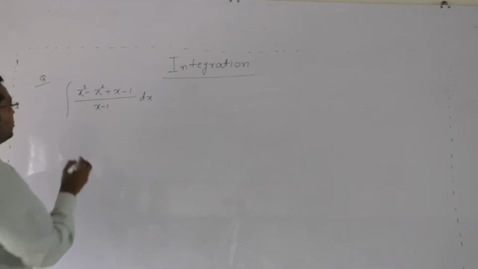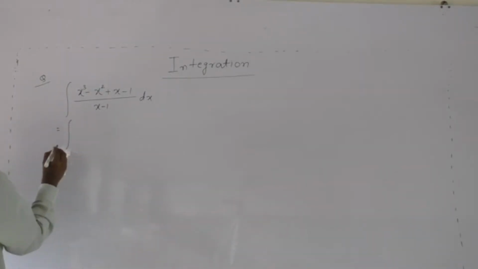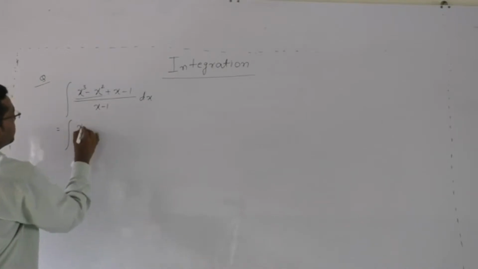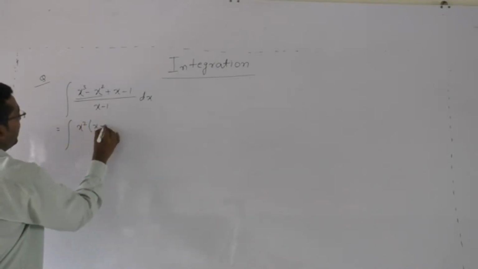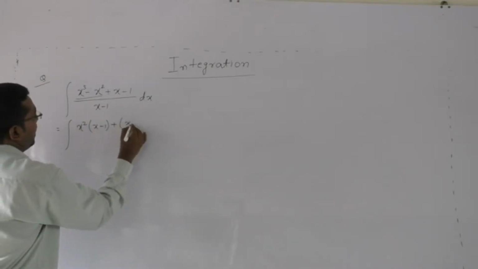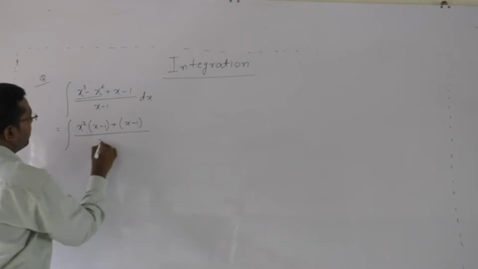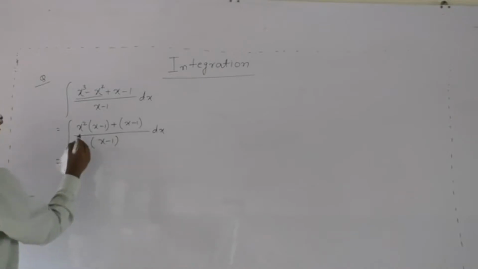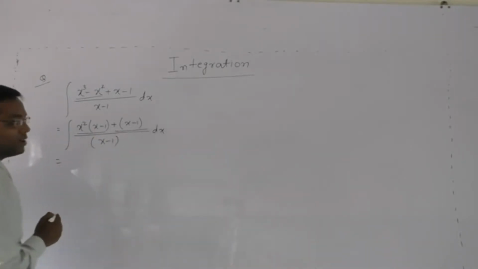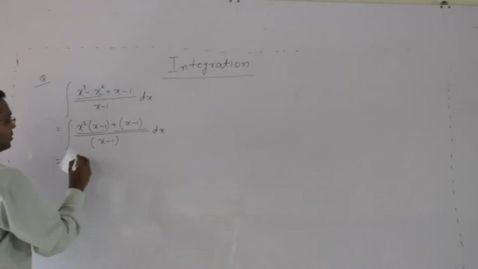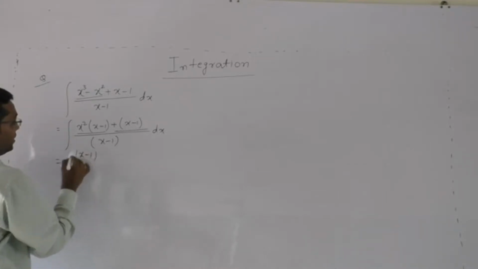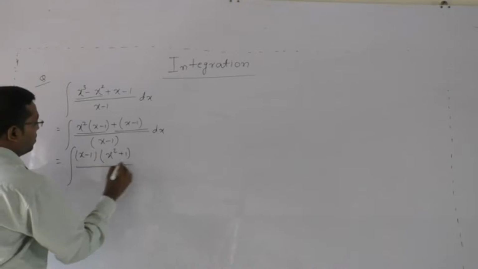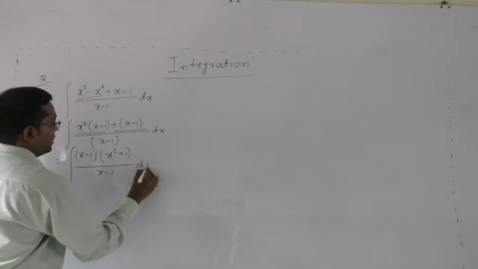So what we can do, see here, the numerator can be factorized. Here we have x square common, take x square common, we will get inside x minus 1, and plus x minus 1, divided by x minus 1 dx. Now in this factor and this factor we have x minus 1 common, so take it out. So we will get integration of x minus 1 into x square plus 1 over x minus 1 dx.